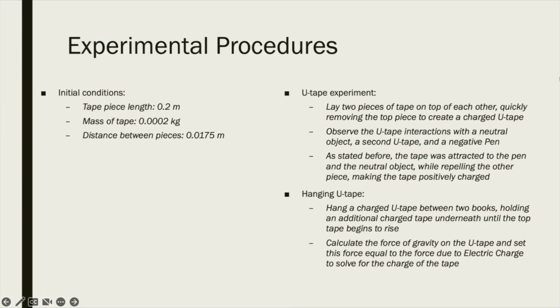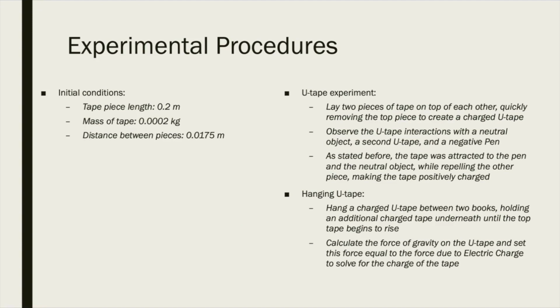Next, we'll move into some of the procedures from the experiment. We saw the initial conditions. Each piece of tape with the length of 20 centimeters or 0.2 meters, and the mass of each piece of tape was 0.0002 kilograms, and the distance between the floating pieces of tape was 0.0175 meters.